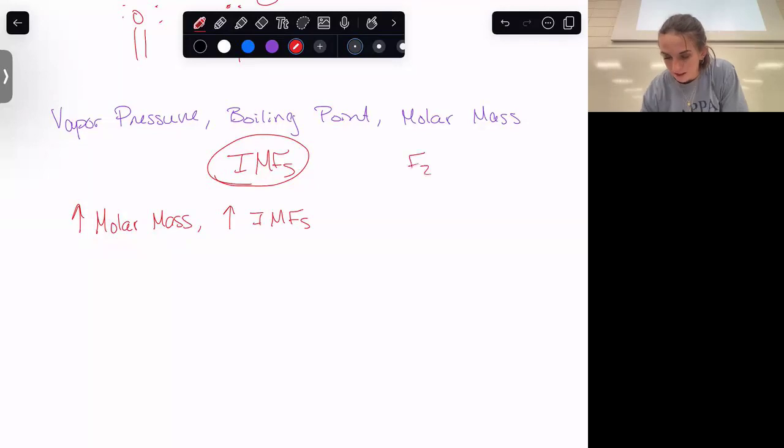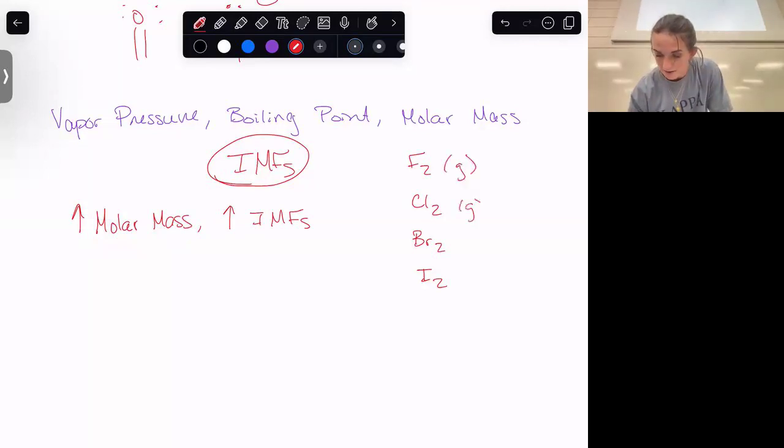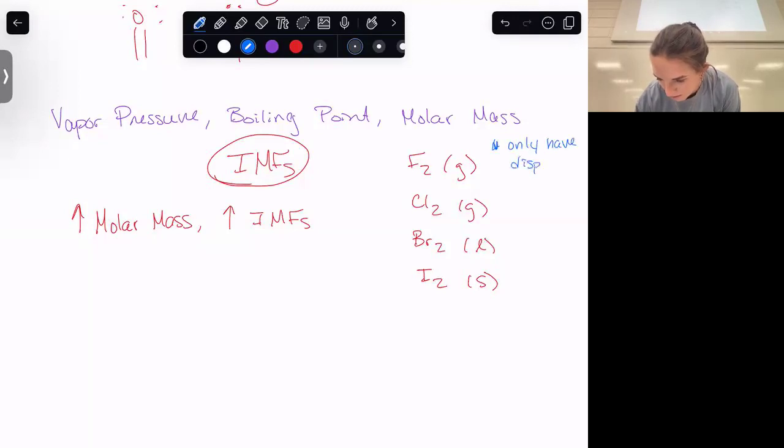So if you have fluorine gas, chlorine gas, bromine liquid, and then iodine solid, right? These two are gaseous. This is a liquid and this is a solid. Before I ask that, what is the intermolecular force between your fluorines, your chlorines, your bromines? London dispersion forces, right? So these only have dispersion forces.